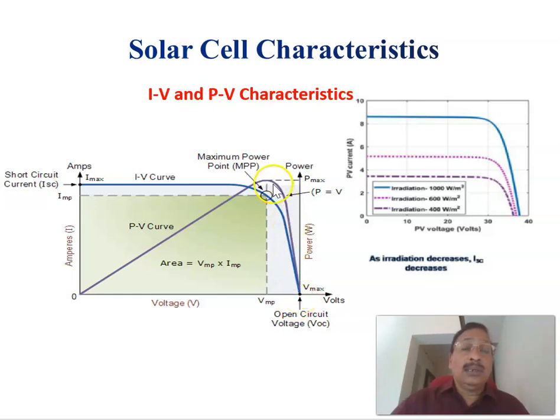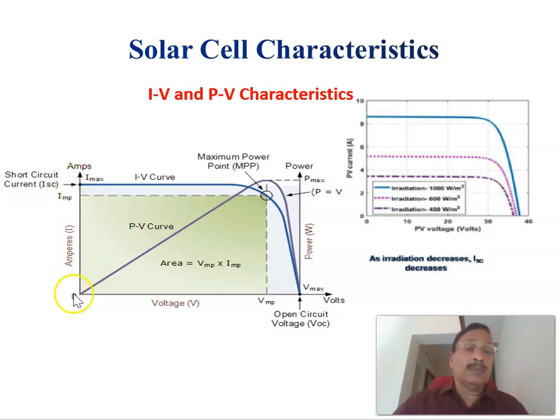Now, to get the PV characteristics, the power voltage characteristics, as you know, power is given by the product of voltage and current. For example, at this point the current equals the short circuit current and the corresponding voltage is equal to 0 here. Therefore, the product will become 0, and that starts from here.